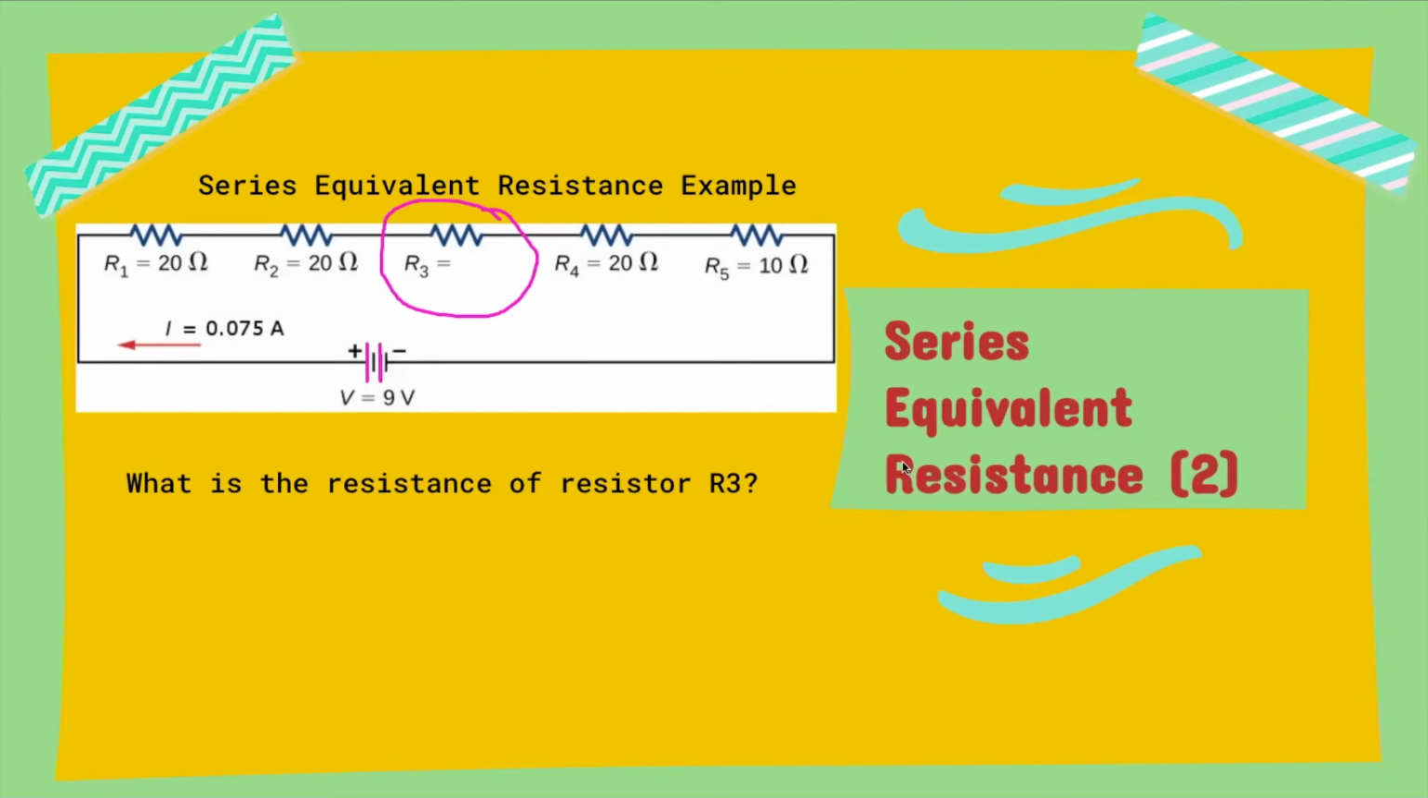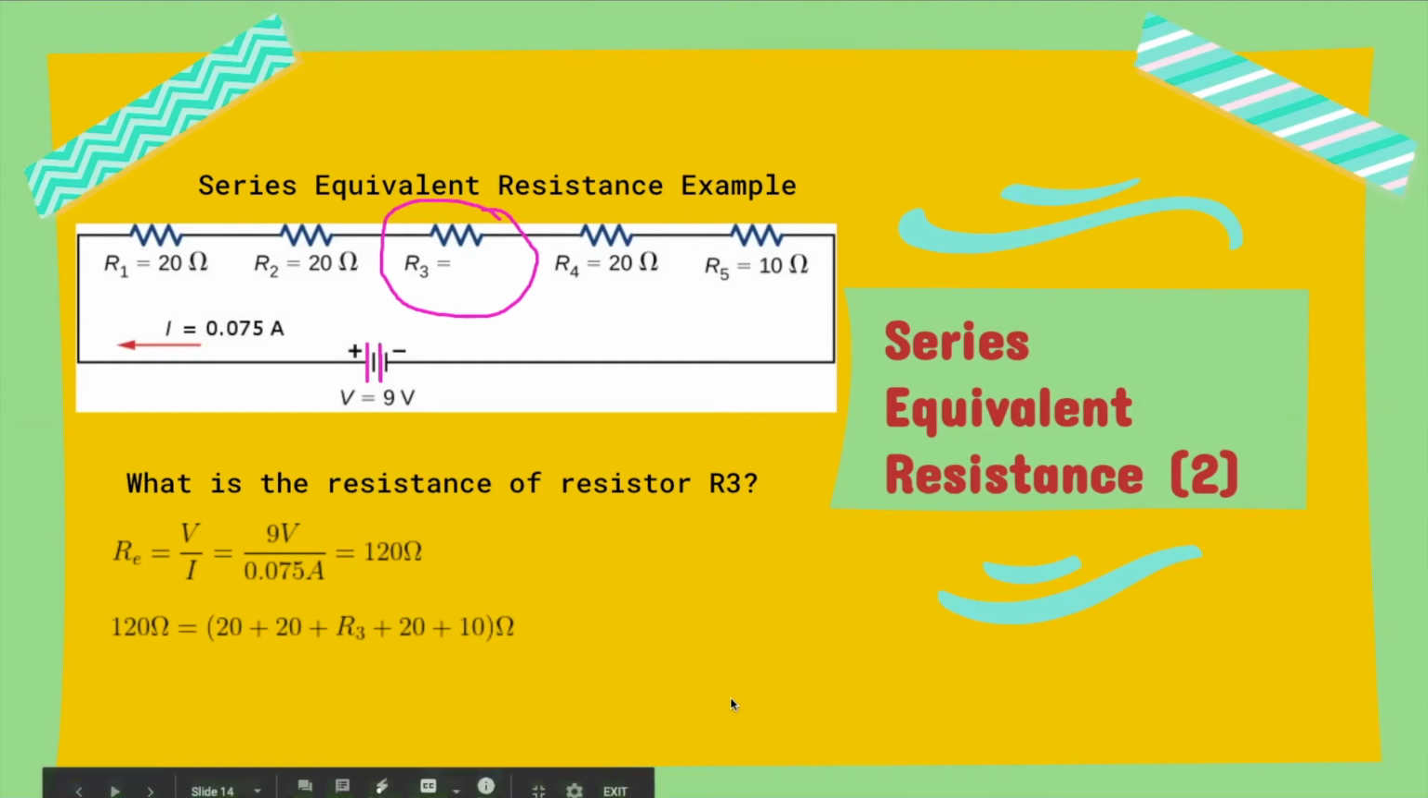So using Ohm's law, I can determine the equivalent resistance by dividing 9 by 0.075 amps. And if the equivalent resistance adds up to 120, then I know 120 is equal to 20 plus something plus 20 plus 10, and I can find R3. If that looks overwhelming to you, it actually makes a lot more sense when you look at it from a chart.